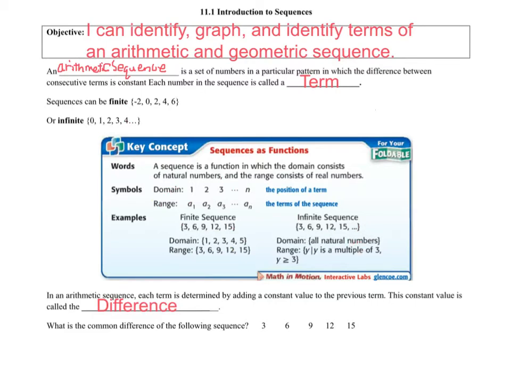In an arithmetic sequence, each term is determined by adding a constant value to the previous term. This constant value is called the difference. Looking at the question, it says, what is the common difference of the following sequence? So we have to figure out how much they are adding to each number to get the next number. To get from 3 to 6, we would have to add 3. To get from 6 to 9, we'd add 3. To get from 9 to 12, we'd add 3. To get from 12 to 15, we'd also add 3. So the common difference is 3 because that's what we're adding each time.